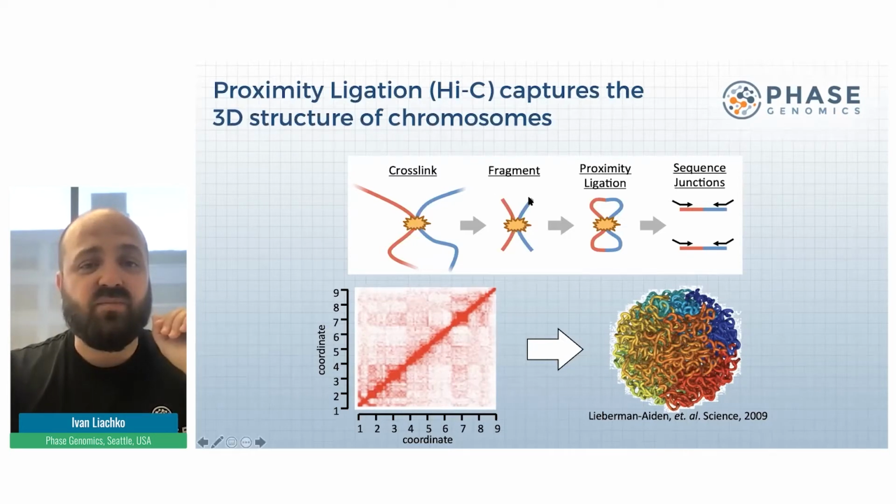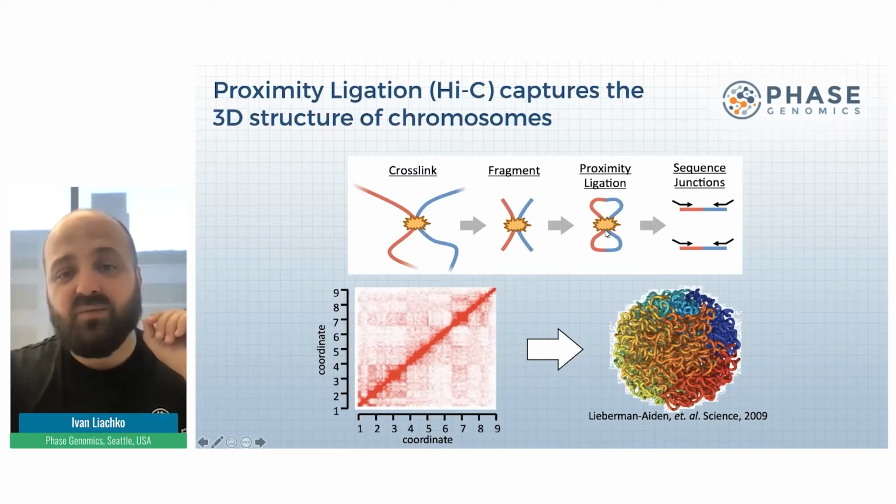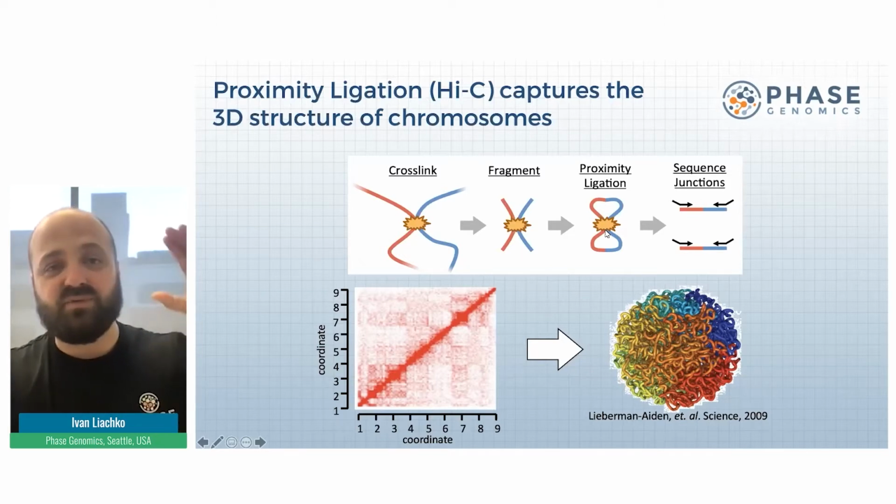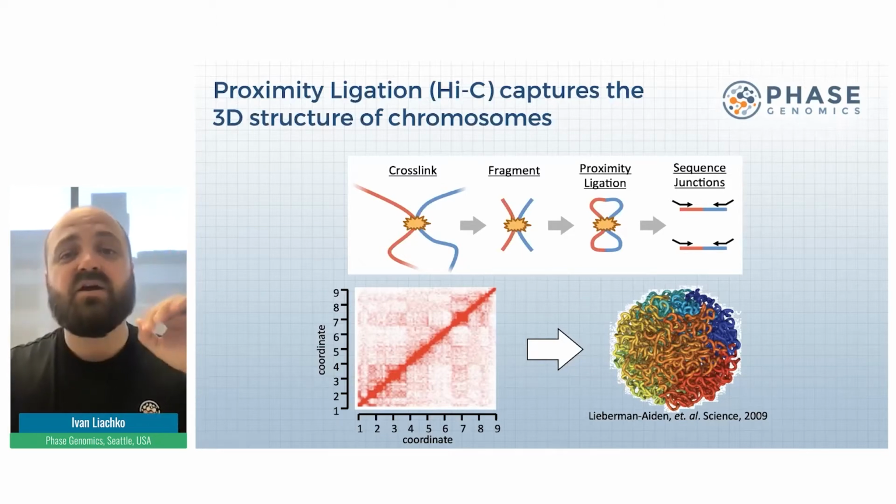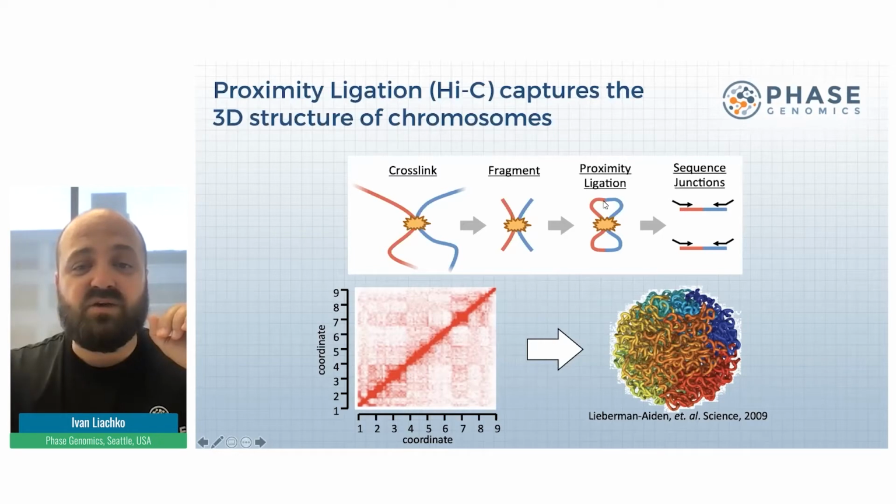You can then fragment this cross-linked chromatin, exposing little ends, and then use a method called proximity ligation to ligate these sequences together. This is a little bit like when you're trying to clone a plasmid, and the plasmid will want to close in on itself. In this case, you get a chimeric junction between this red molecule and this blue molecule.